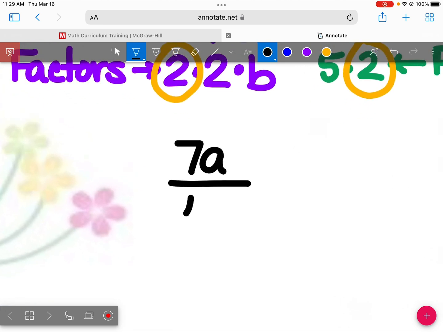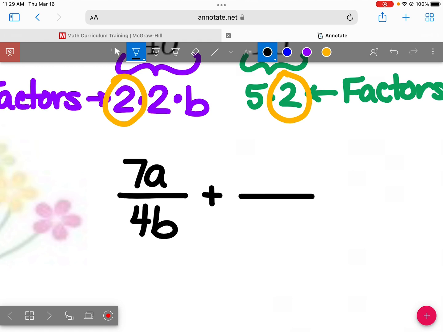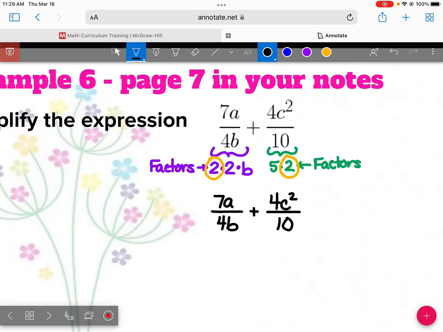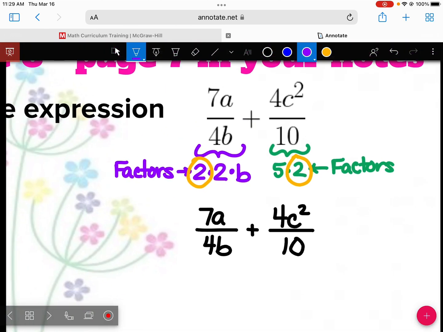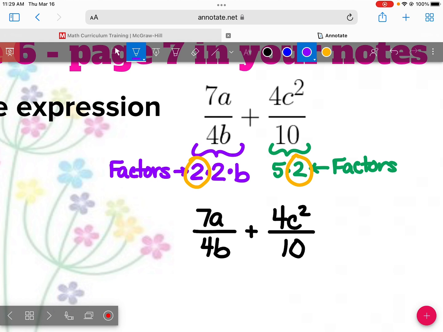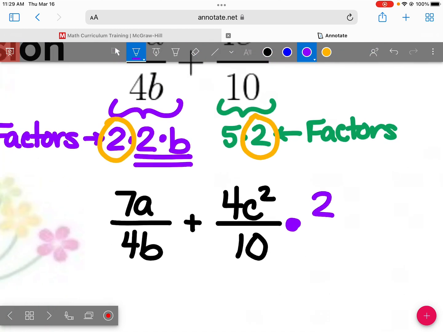I've got 7a over 4b plus 4c squared over 10. Looking at the first fraction, the first denominator, that 4b, we broke it down to be 2 times 2 times b. 2b is not in common, right? I circled the things that they had in common. They don't have 2b in common, so I have to multiply this second fraction, top and bottom, by the parts that were not in common.